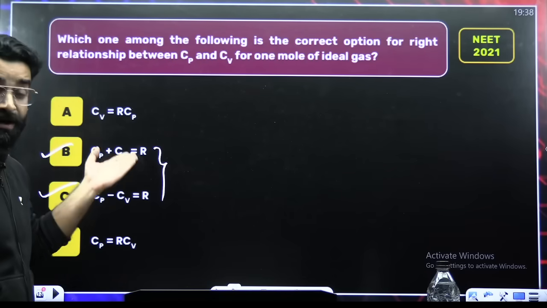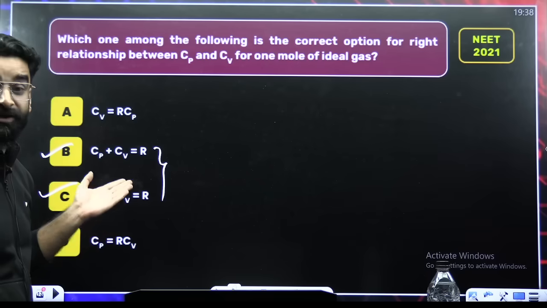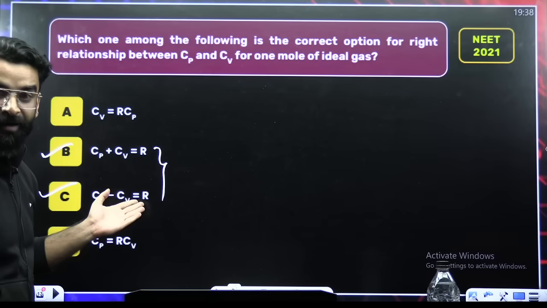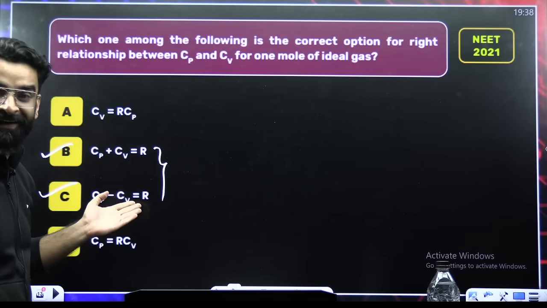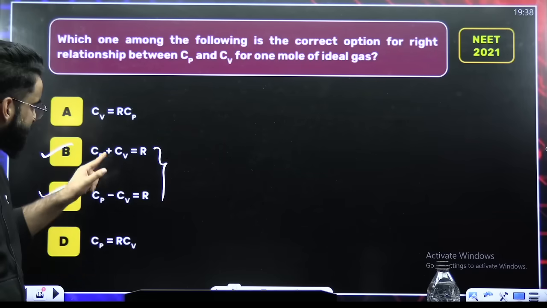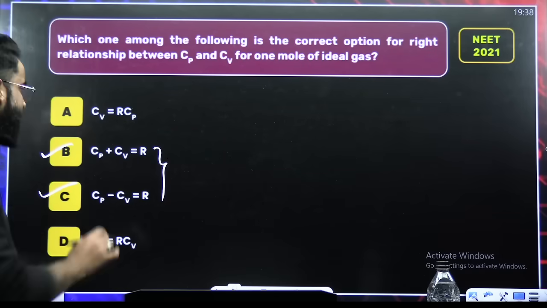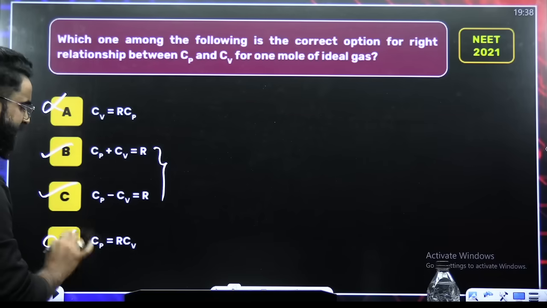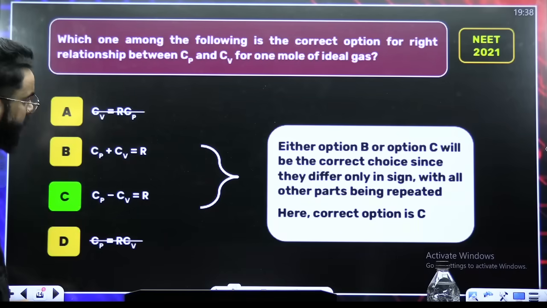Now it's completely your luck which one you are going to choose here, right? It's a Tukka strategy basically. Perfect. So the correct option is either going to be B or C. The only difference lies in the sign. I eliminated this one, and I eliminated this one as well in the beginning. Okay. So it's option C here.